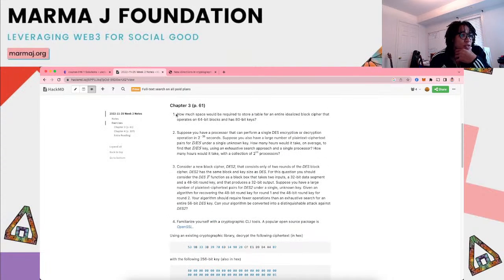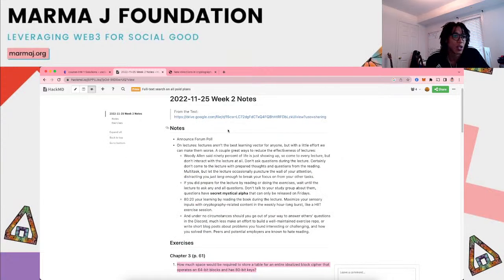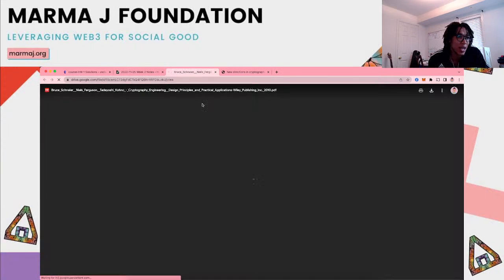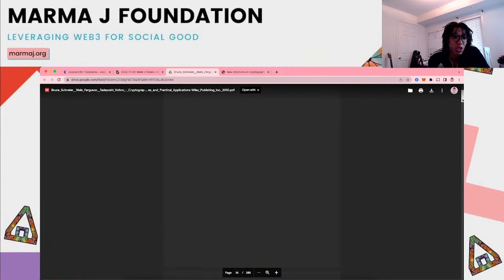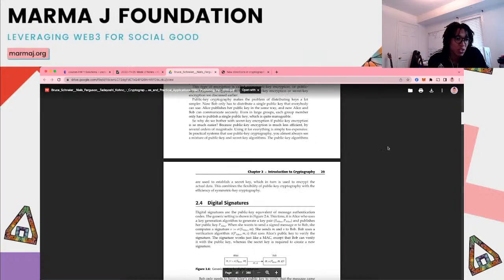So, for example, how much space would be required to store a table for an entire idealized block cipher that operates on 64-bit blocks and has 80-bit keys? So again, these questions are quite complicated. They can be kind of hard to get started. Obviously, this has to do with chapter 3 in the textbook. And so again, if you went to the text and scrolled to page 61, you would start seeing these questions.